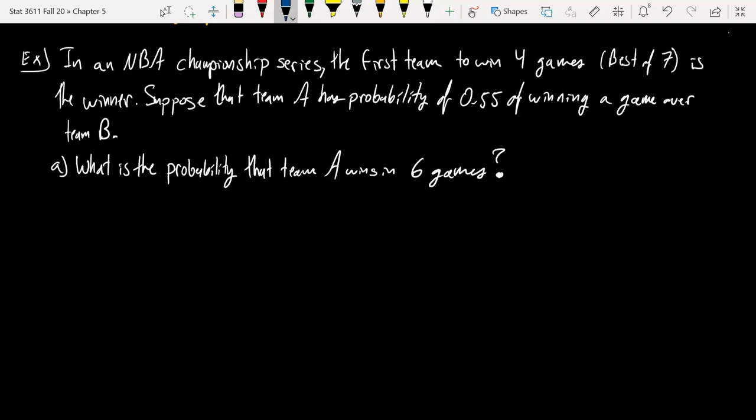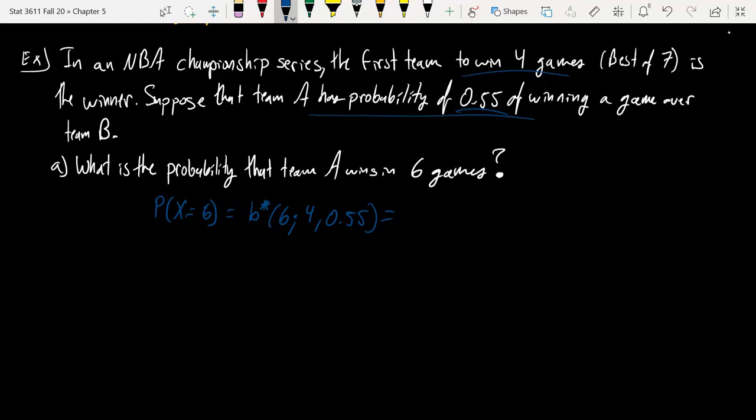All right, this is a negative binomial probability distribution question. We're looking for the probability that it takes 6 games to get 4 wins, 6 games to get the 4th win. The probability for Team A to win is 0.55. So according to our negative binomial distribution, let's take a look here.